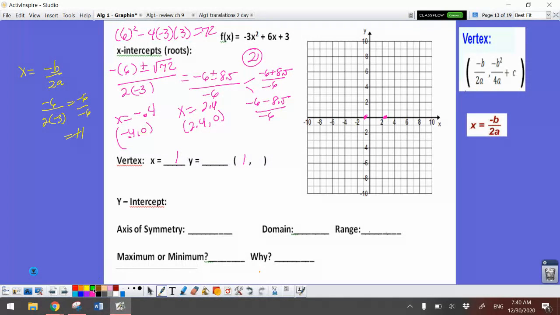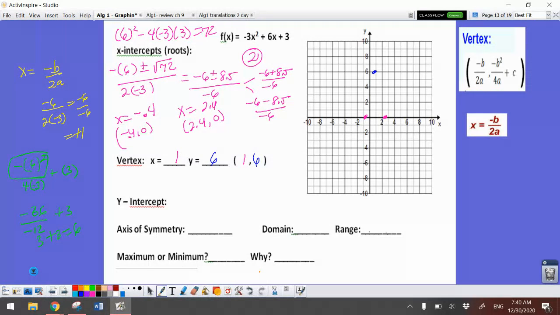Let's go ahead and find the y value. So the y value, remember, is negative b squared divided by 4a plus c. So negative 6 squared over 4 times negative 3, plus the c. So the 3 needs to go here, the 6 goes here, the negative 3 goes here. So remember, this number is always going to be negative. So that's negative 36 divided by negative 12 plus 3. So negative 36 divided by negative 12, that's 3. 3 plus 3 is going to be 6. So the y value of my vertex is 6. So I know that my point is 1, 6.